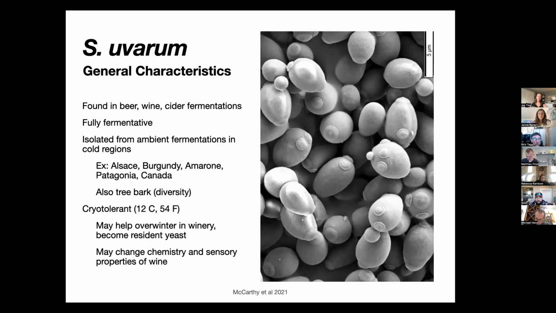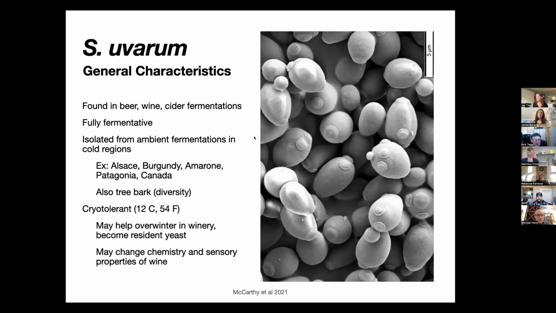But the overwhelming thing that we know about Uvarum is that it's really cryo-tolerant, meaning it ferments really well at colder temperatures, which for folks doing cider fermentations or white wine fermentations at colder temperature could be an attractive quality. That same quality is why it's thought to become the resident yeast at some of these cold wineries, able to overwinter in a way that maybe Cerevisiae just gets too cold and doesn't compete as well. But there are some really particular chemical and sensory properties that seem to be coming out from the various Uvarum strains that we've seen.